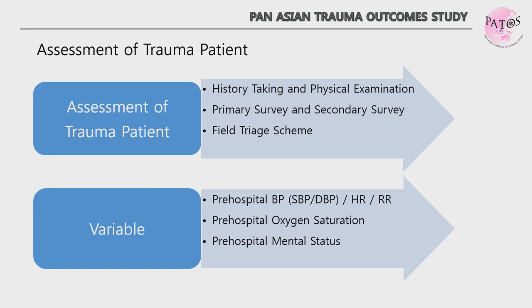An important aspect of pre-hospital care is to clearly assess the severity and to transport the patient to the appropriate hospital. When EMS providers assess a patient on the scene, they usually take a medical history and perform a physical examination. For trauma patients in particular, primary and secondary surveys are used for severity assessment, and some countries have developed and utilize a field triage scheme. This is why assessment of trauma patients would essentially require measurement of pre-hospital vital signs, oxygen saturation, and mental status. We're going to collect all this information for our PATOS research.